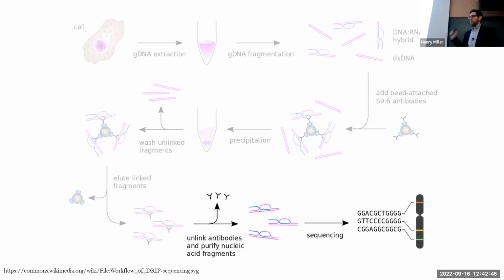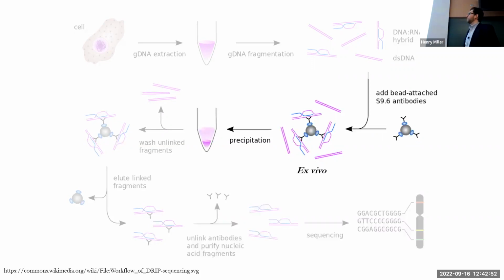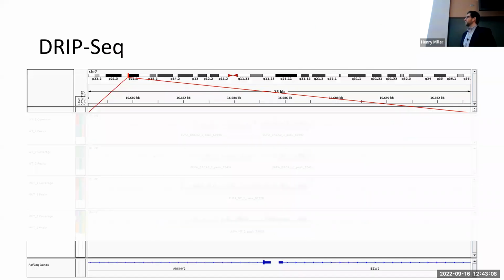And just to make a brief note about what sets us apart from some of the other techniques we're going to be talking about later, the immunoprecipitation here is happening on genomic fragments that have already been extracted from the tissues, have been fragmented, have been treated with proteinase, and so we consider this to be an ex vivo approach of R loop mapping.